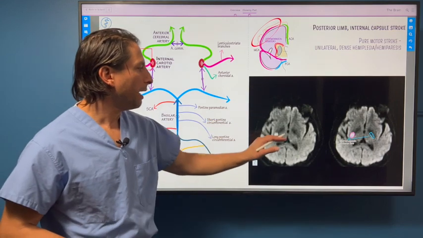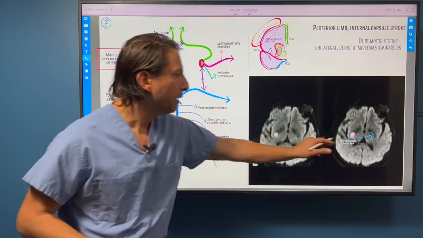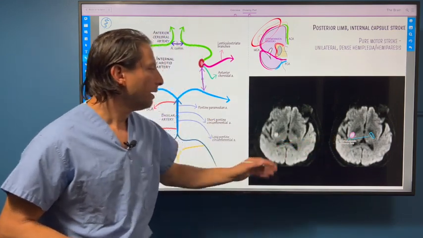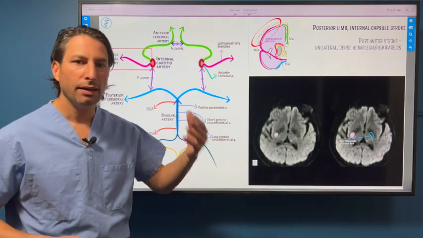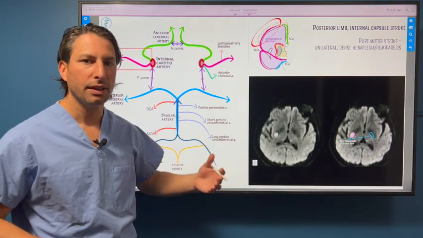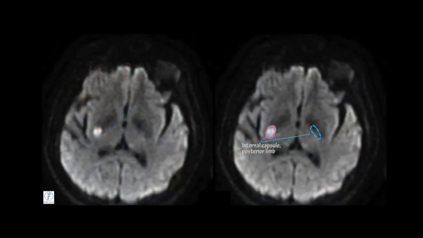Posterior limb of the internal capsule, even though it's a small stroke here, it will knock out potentially the entire half of the person's strength because all of the motor fibers bundle here in this posterior limb of the internal capsule.